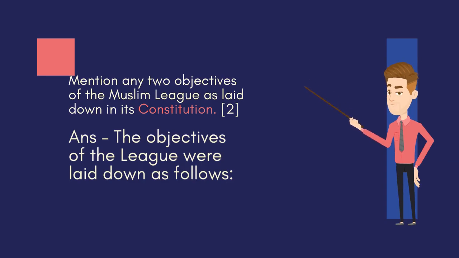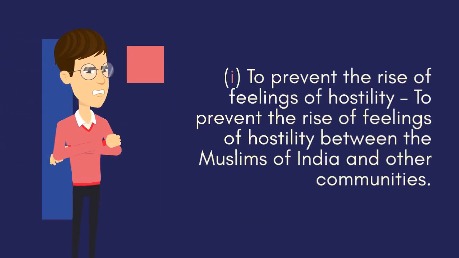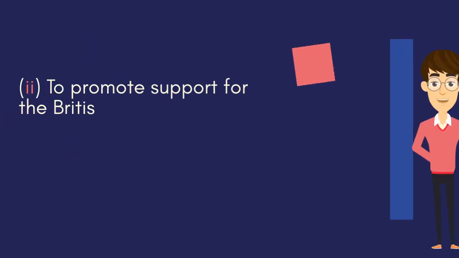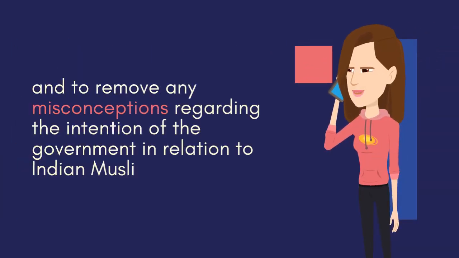2. The objectives of the League were laid down as follows. 1. To prevent the rise of feelings of hostility between the Muslims of India and other communities. 2. To promote, among the Muslims of India, support for the British government, and to remove any misconceptions regarding the intention of the government in relation to Indian Muslims.